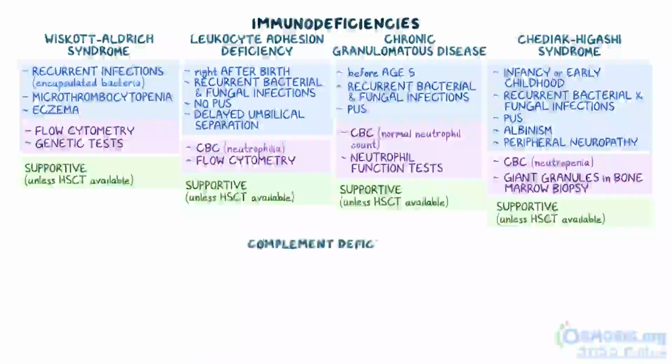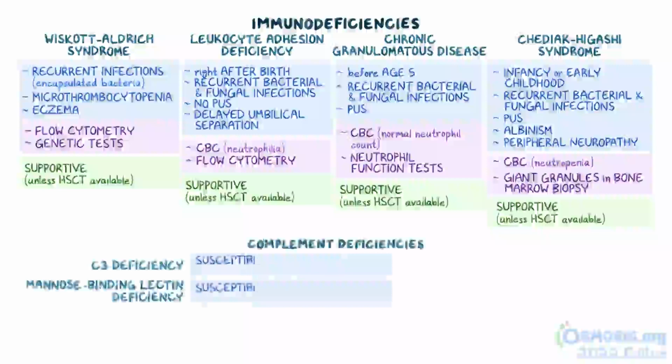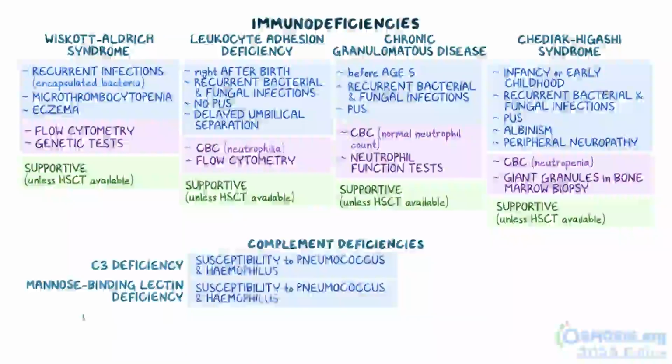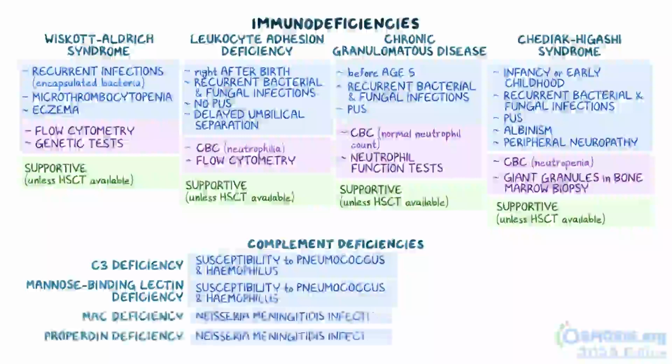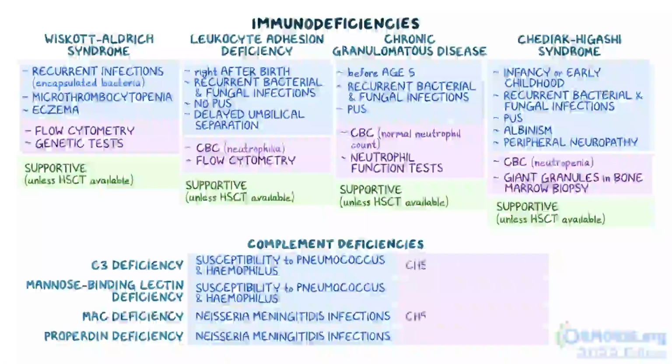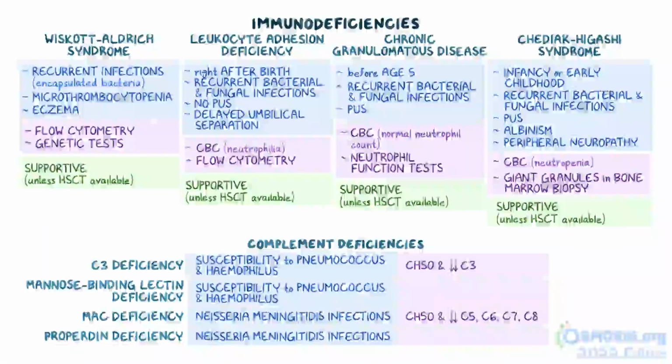Finally, among complement deficiencies, there's C3 and mannose-binding lectin deficiency, causing susceptibility to pneumococcus and Haemophilus, and membrane attack complex and properdin deficiency, causing recurrent Neisseria meningitidis infections. In C3 and MAC deficiencies, diagnosis requires a CH50 test and low C3, or C5, C6, C7, and C8 levels respectively, whereas mannose-binding lectin deficiency needs a low MBL level, and properdin deficiency an AH50 test and low properdin levels. Treatment is supportive.